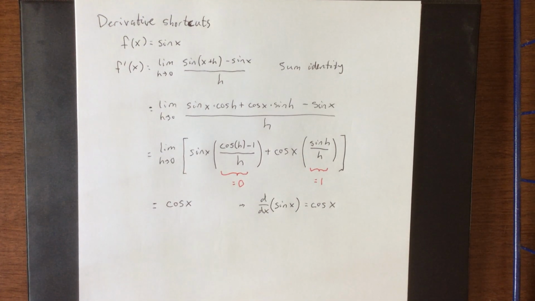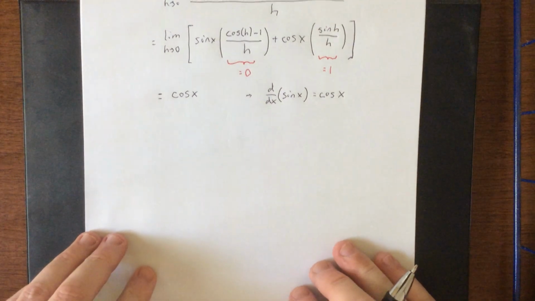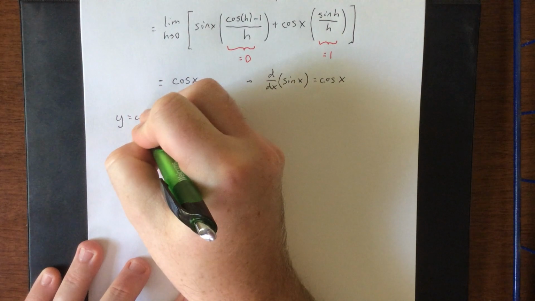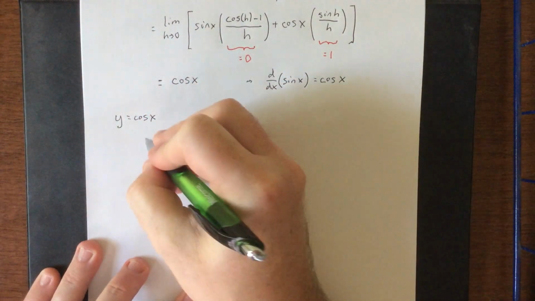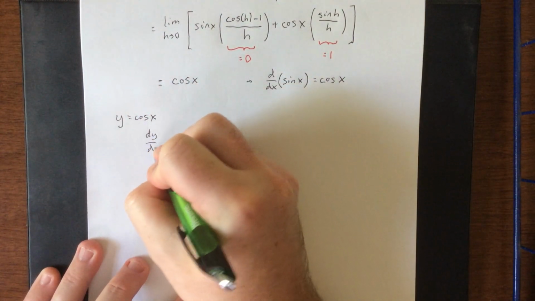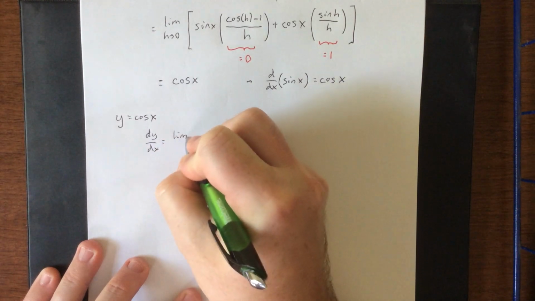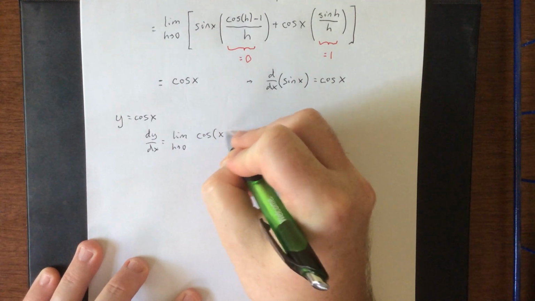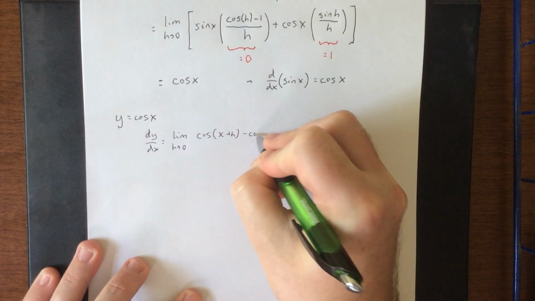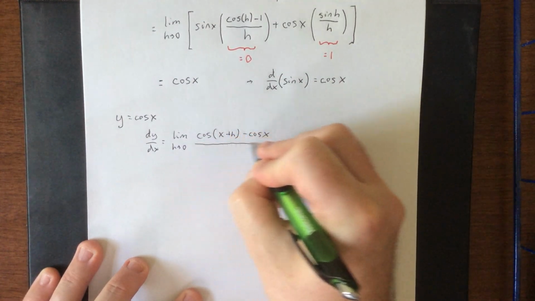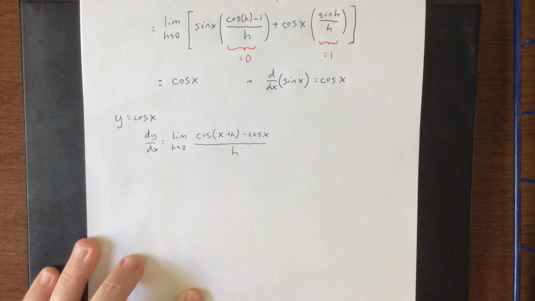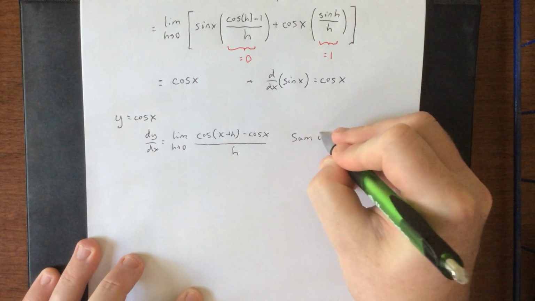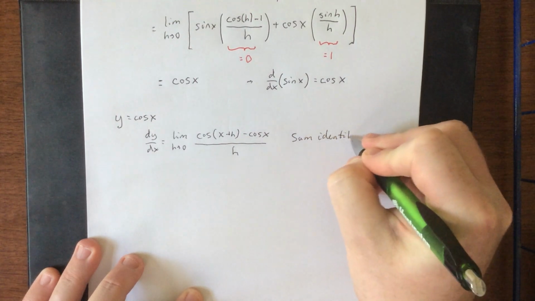Now we will see something similar when it comes to the cosine function, and I'd like to do that down at the bottom part of this page. We'll call this one y, just to switch things up a little bit. So dy dx is going to be equal to the limit as h approaches 0 of the cosine of x plus h minus the cosine of x all over h. The work that I'm going to do here is identical to the work that you saw up at the top part of the page earlier in the video.